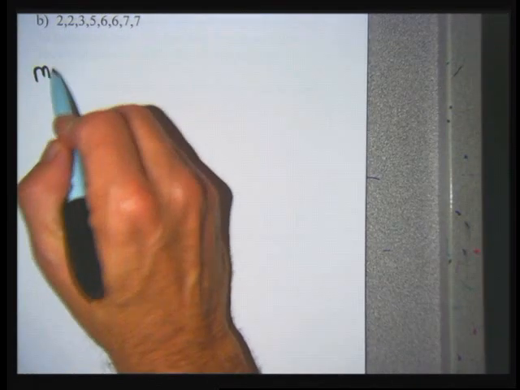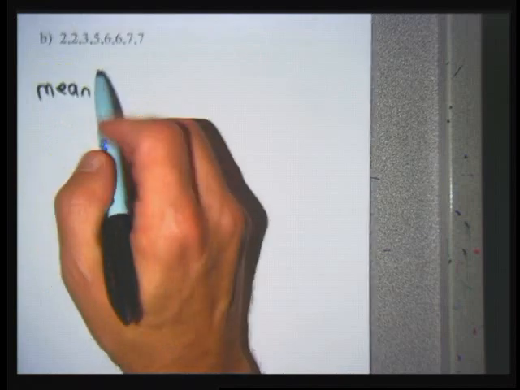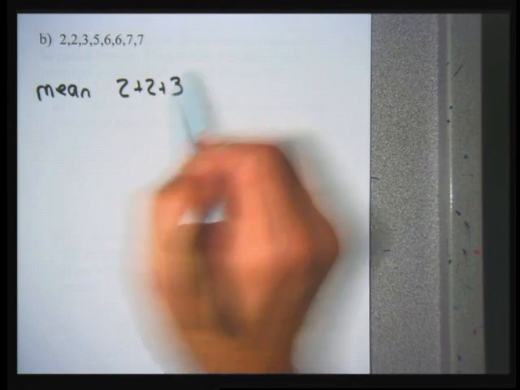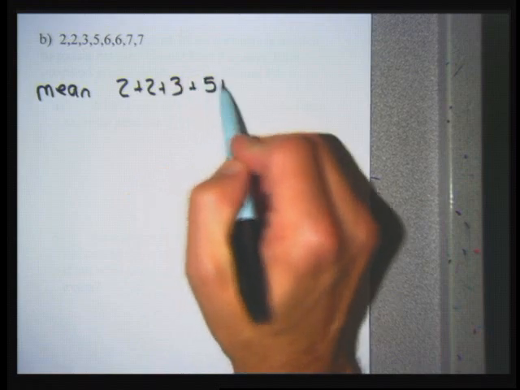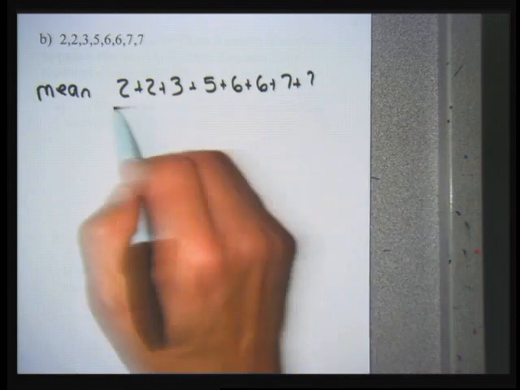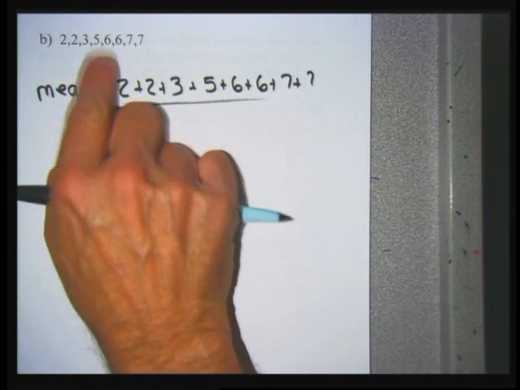Part 6b has the same question, but the median's going to be different and the mode's going to be, well, I guess it's trimodal, or I could say it's no mode, but I can live with either. So let me do this. First of all, for part B of number 6, I'm going to do the mean, which is going to be 2 plus 2 plus 3 plus 5 plus 6 plus 6 plus 7 plus 7 over 1, 2, 3, 4, 5, 6 over 8.